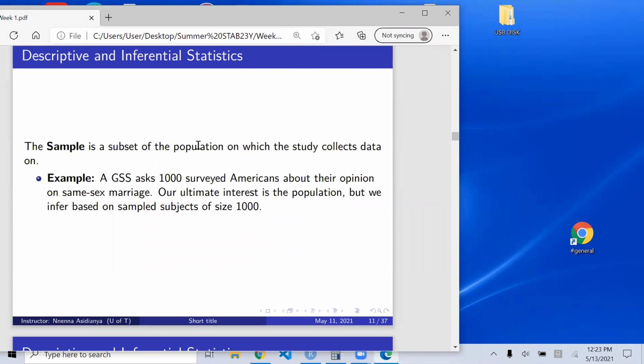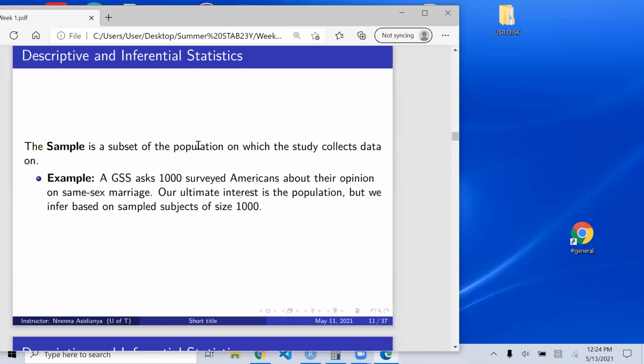So we are limited by our sample in some sense, right? For example, the GSS asks 1,000 surveyed Americans about their opinion on same-sex marriage, right? Now, there's more than 1,000 people in America, so the issue is that we cannot sample 400 million people. We are limited by the fact that we only sampled 1,000, right? And so this is the question we ask: how do we know that our inference is good when we didn't sample everyone?